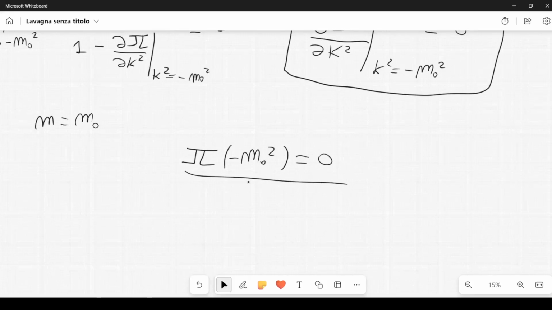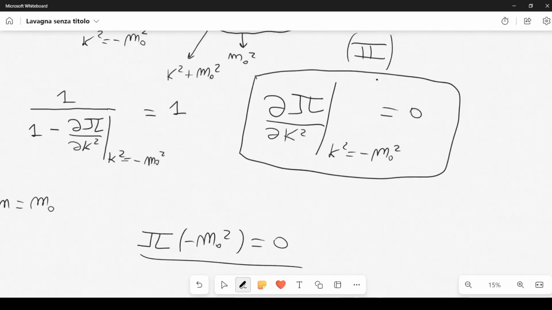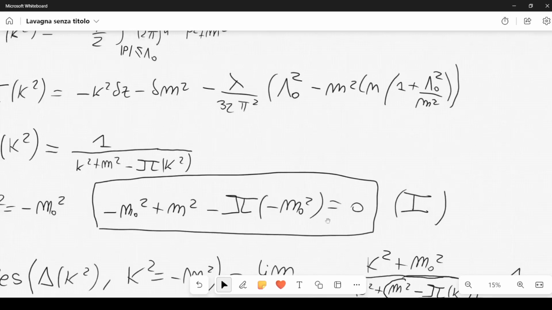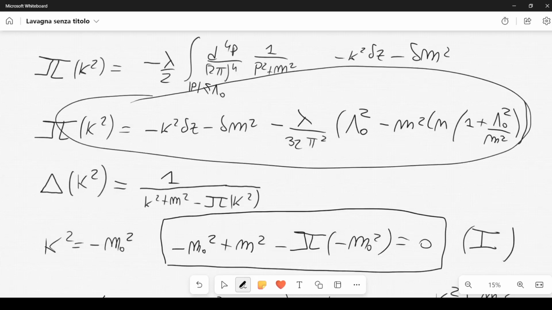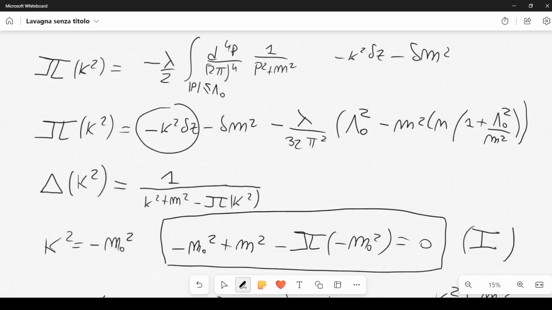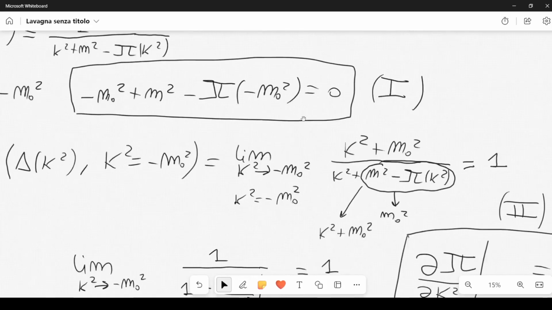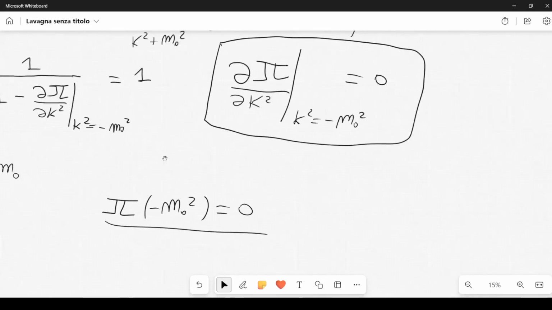Now condition 2, this condition here, is very simple. It gives us a very simple result. If you apply that to this function here, when you take the derivative of capital pi with respect to k squared from this function here, you get minus delta z, right? So this condition simply tells us that delta z should be 0. We set delta z equal to 0.